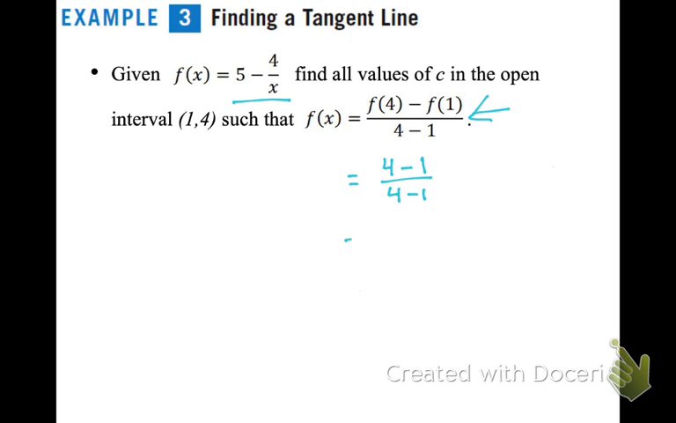Wait, 1. Yes? What'd you do? F of 4, plug in 4. What do you get? 4 divided by 4 is 1, 5 minus 1 is 4. And then plug in 1. 4 divided by 1 is 4, 5 minus 4 is 1. I hate that it worked out that way, but it did. So that's the slope of the secant line. This is the secant line, yes?